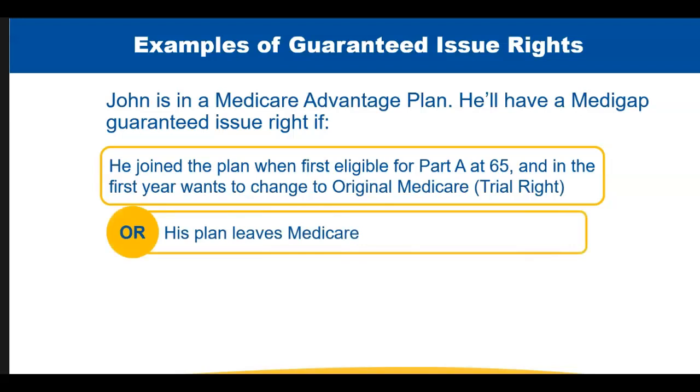All right, so what if John is in a Medicare Advantage plan that decides to leave Medicare? I was thinking about how this could possibly work. For example, say John turns 65 in July and joins Medicare and a Medicare Advantage plan. But the following plan year, that plan is not going to be available anymore. It has left the Medicare market.